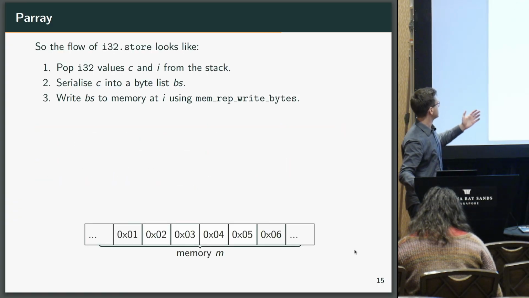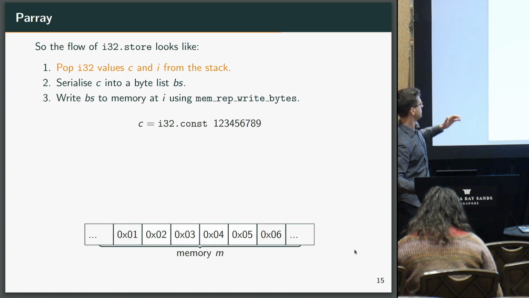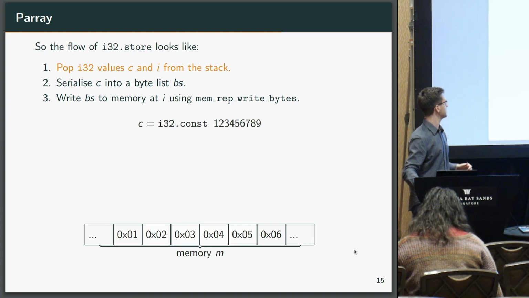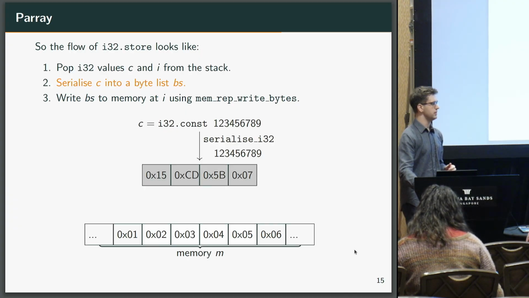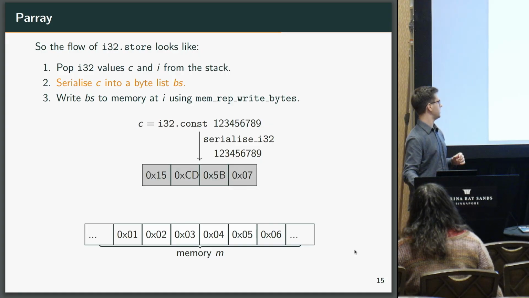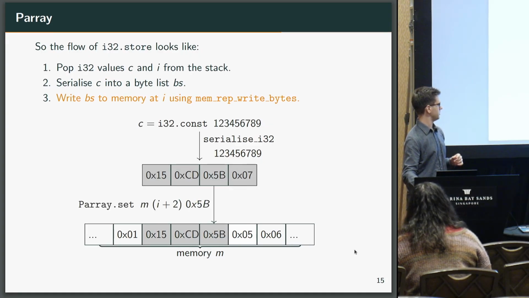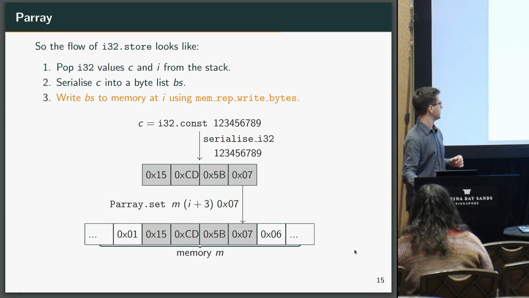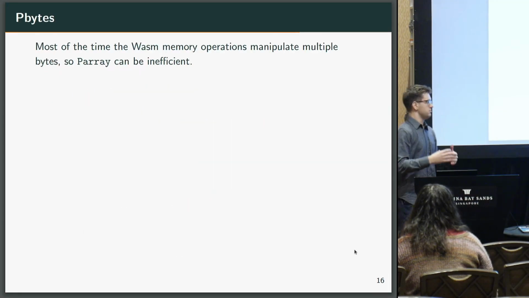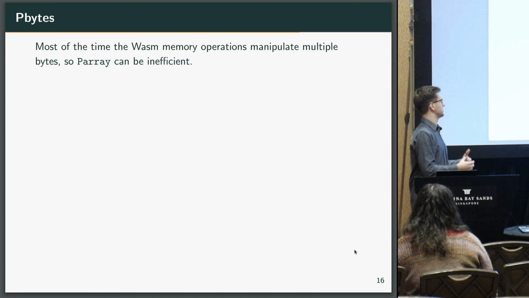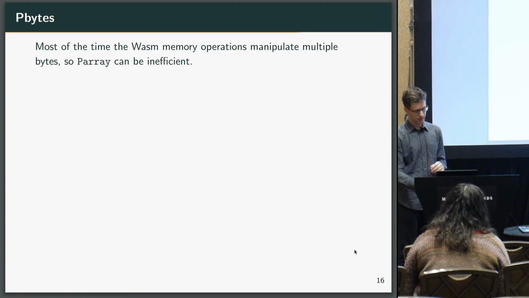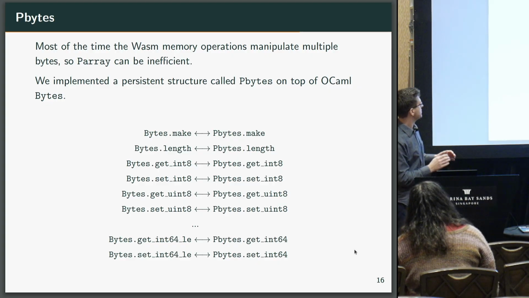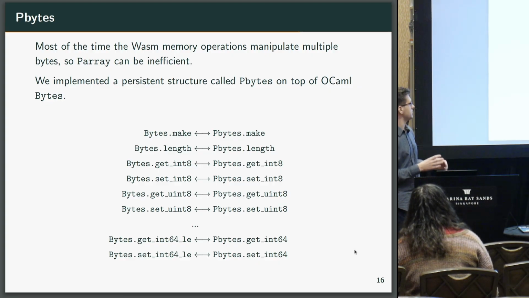So a simplified flow of I32 store could be: we pop a constant C and an address, serialize it into bytes, and then we iterate through the byte list, setting each byte one by one into the memory. But most memory operations in WebAssembly operate on multiple bytes, so p-array could be inefficient. To address this, we implemented a persistent data structure on top of OCaml bytes.